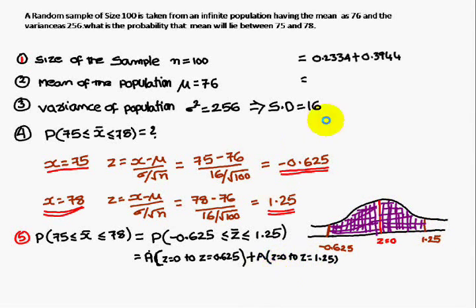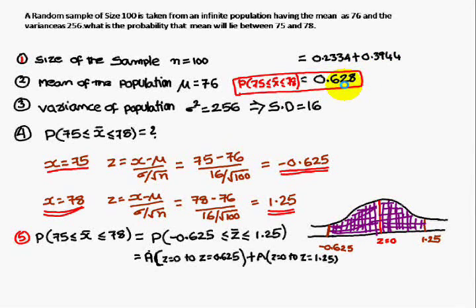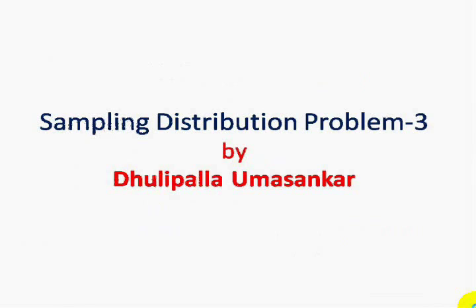Okay, if you get those values, they are 0.2334 and 0.3944. If you add these, you are going to get 0.628. So therefore the probability of 75 less than or equal to x bar less than or equal to 78 is 0.628. Okay, thank you.